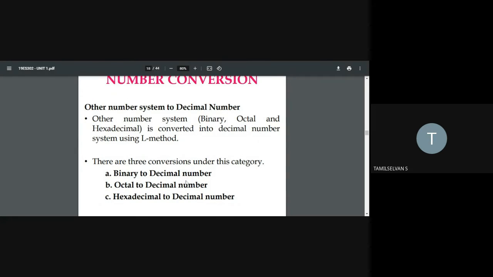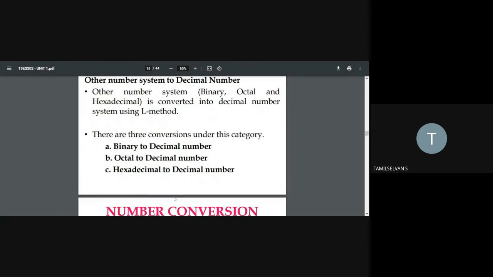There are three conversions under this category: binary to decimal, octal to decimal, and hexadecimal to decimal. Please note down, it is very important to remember the base value of each number system: the base value of binary is 2, octal is 8, hexadecimal is 16, and decimal is 10. It is very important while doing number conversions.